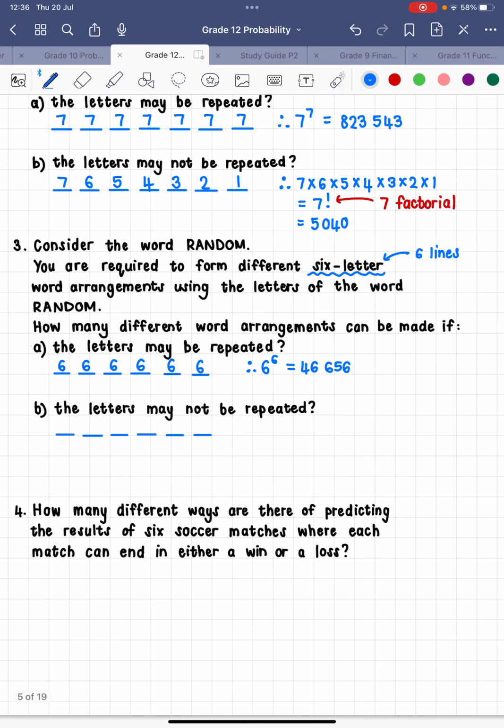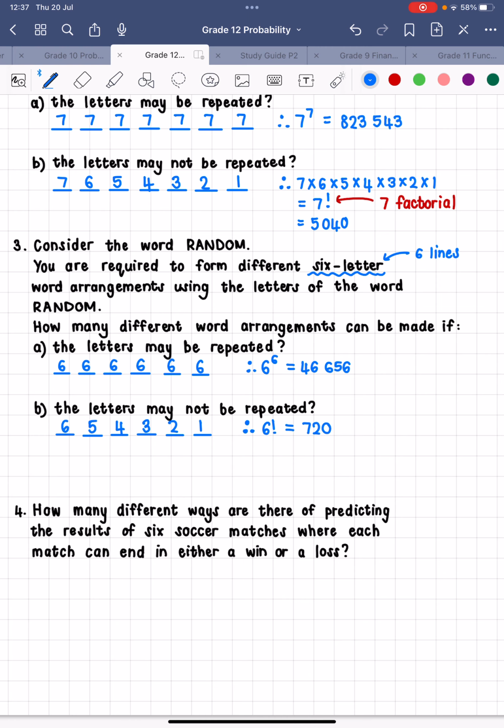Alright, and then where the letters may not be repeated. So now guys, if you use R for the first one, you only have 5 for the next. Okay, and then once you've used those first 2, you only have 4 left. And then 3, and then 2, and then 1. So now instead of writing all of that out, 6 times 5 times 4 times 3 times 2 times 1, which you can if you want to, but you can also just write 6 factorial, which is equal to 720. Okay, I'll find that one.